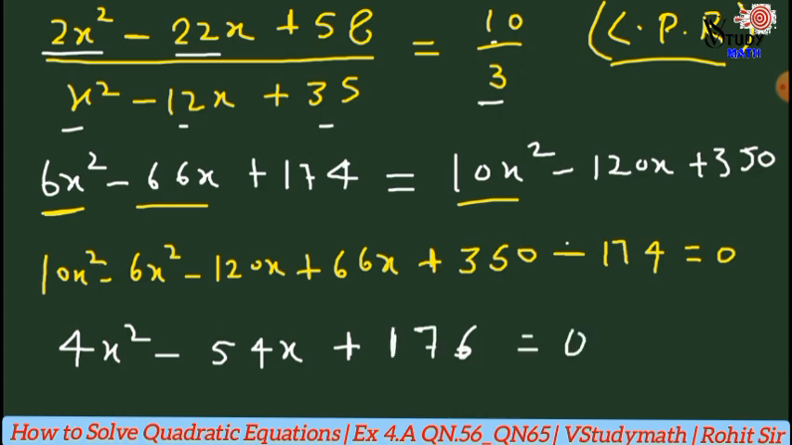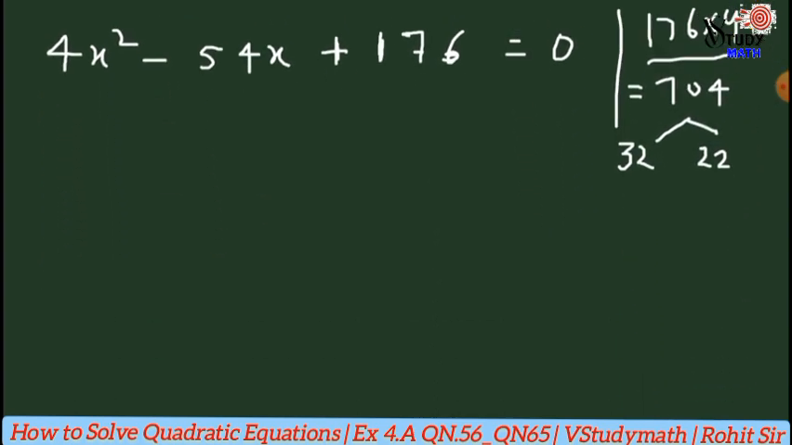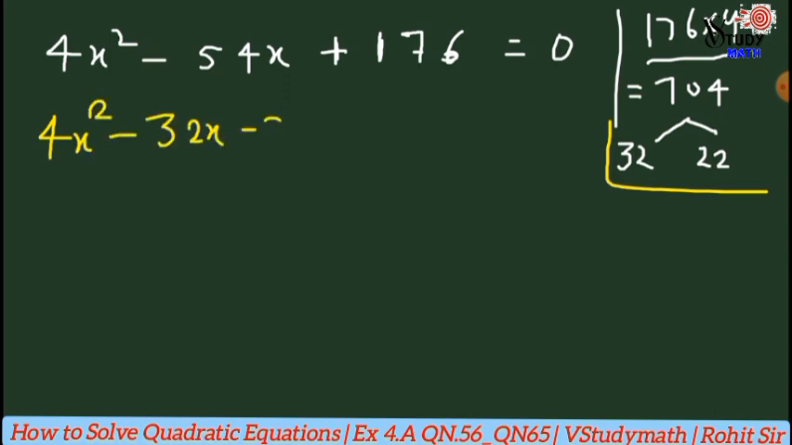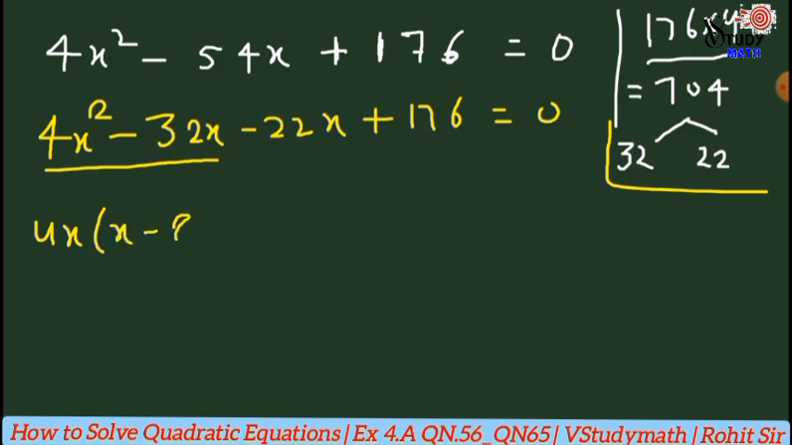Now we need to find two factors of 176 and 4. First we have to find this product. This product is equal to 704, and the two factors of 704 are 32 and 22. Now solve this equation: 4x square negative 32x negative 22x plus 176 is equal to 0. Now take common: here we have 4x, then x minus 8, and 22 as common, then we have x minus 8 is equal to 0.